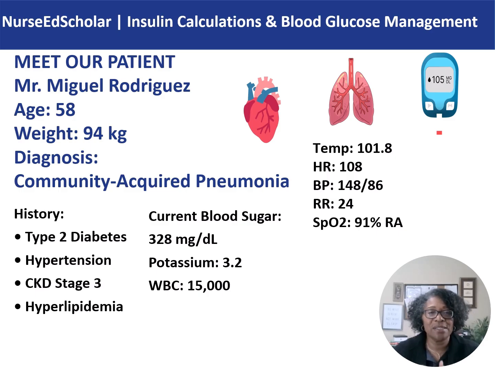So write these down because we're going to talk about these assessment findings throughout this video. His current assessment, he has a temp of 101.8. He has a heart rate of 108, blood pressure 148 over 86, respiratory rate 24. His oxygen saturation on room air is 91%. And looking at his lab values, his current blood glucose is 328 milligrams per deciliter, potassium 3.2 milliequivalents per liter, and his white blood cell count is 15,000.